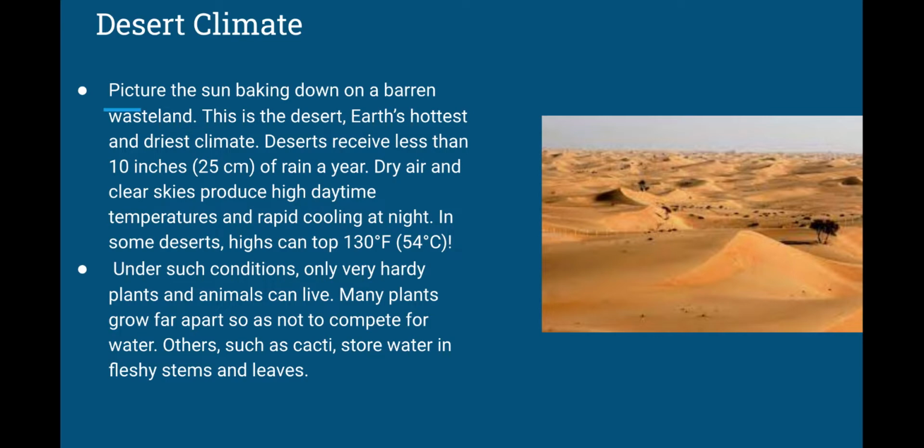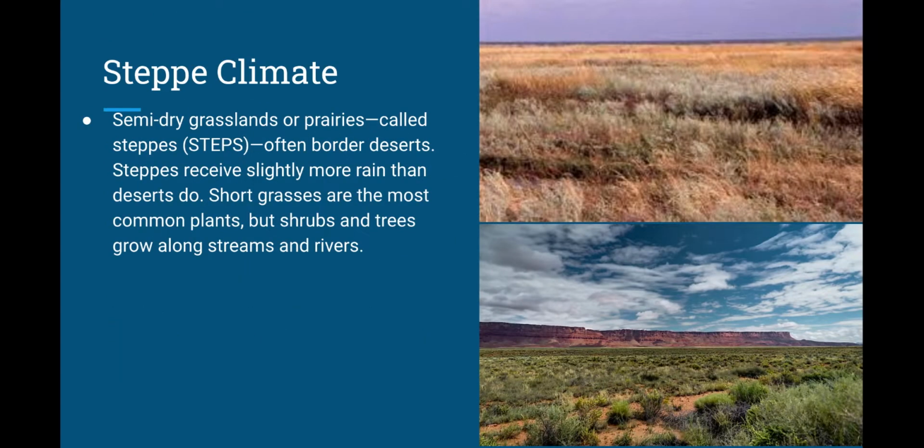Deserts receive less than 10 inches of rain a year. Dry air and clear skies produce high daytime temperatures and rapid cooling at nighttime. Some desert highs are as high as 130 degrees. Under such conditions, only very hardy animals or plants can live. Many plants grow far apart so that they don't have to compete with each other. Others, such as cactus, store water in their stems and leaves.